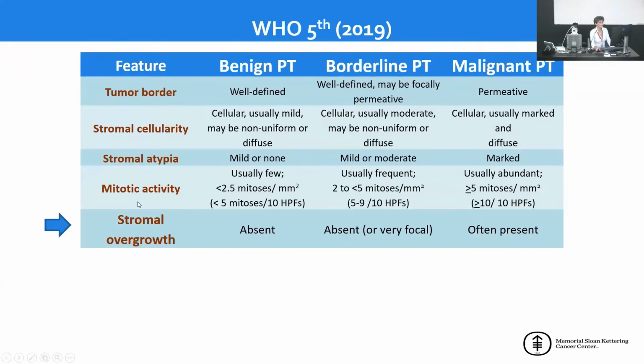And then the last parameter, of the 5 that we have to evaluate and report and use for the grading of phyllodes tumor, is stromal overgrowth. That is never present in a benign phyllodes tumor, and may be present, often present, in malignant phyllodes. It's defined as absent or very focal in a borderline. Now, very focal is a bit vague. It's unclear what it means. Is it one focus, 2 foci, how much should it be?